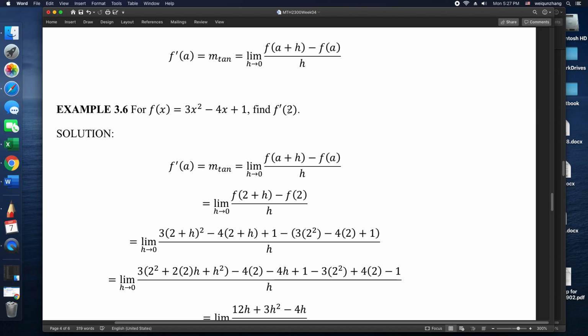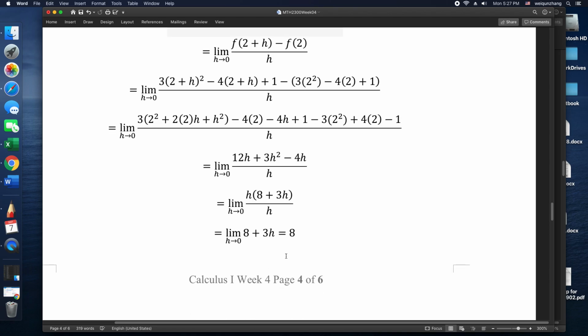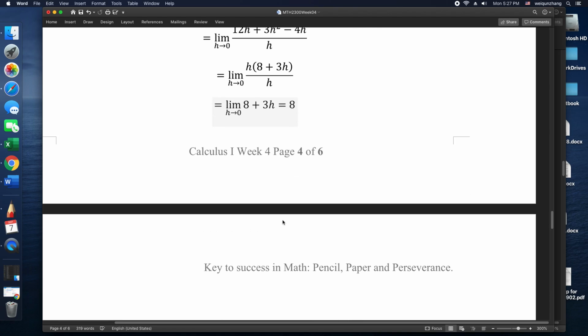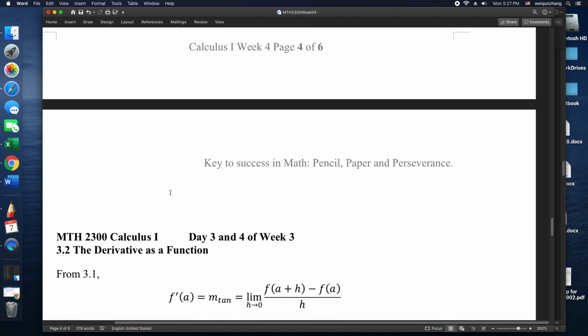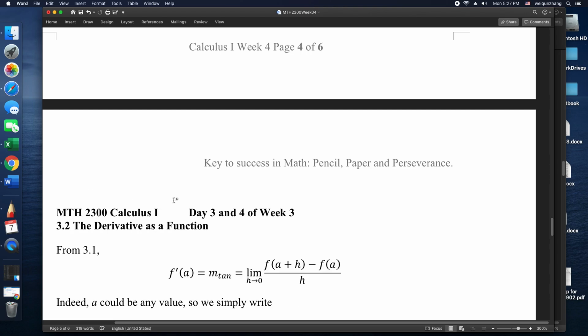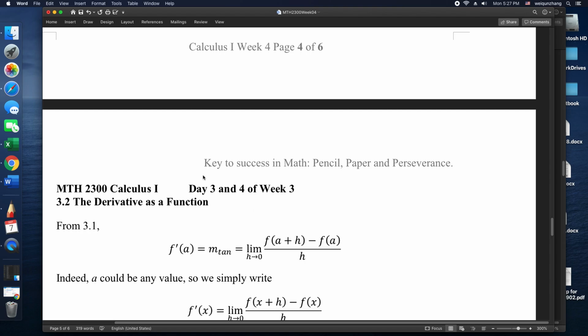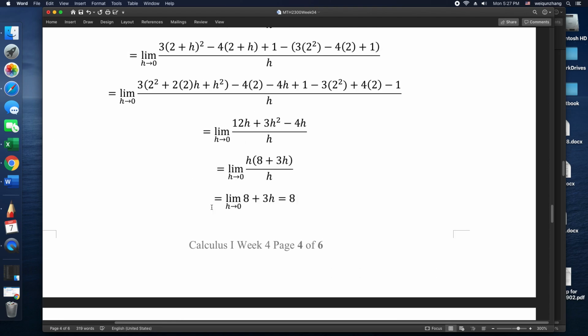F prime of 2 can be considered as the slope of the tangent line to this graph at x equals 2. And indeed, we just figured out this number is 8. This is the material in section 3.1, the definition of a derivative.